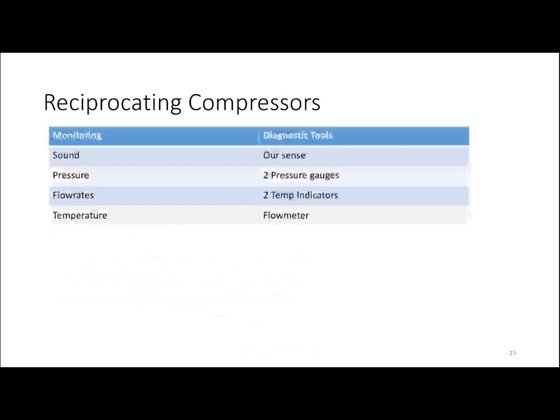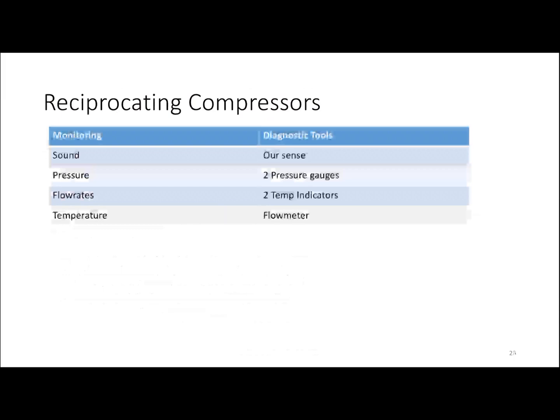And how can we monitor it? Okay, some diagnostic tools we can use to monitor noise. For example, noise is easy. Of course, we can use a sound meter, but we can also use our senses, such as our ears. You have to practice listening to the noise when a compressor runs in normal condition, and you will be able to differentiate when the sound is in normal condition or in abnormal condition.